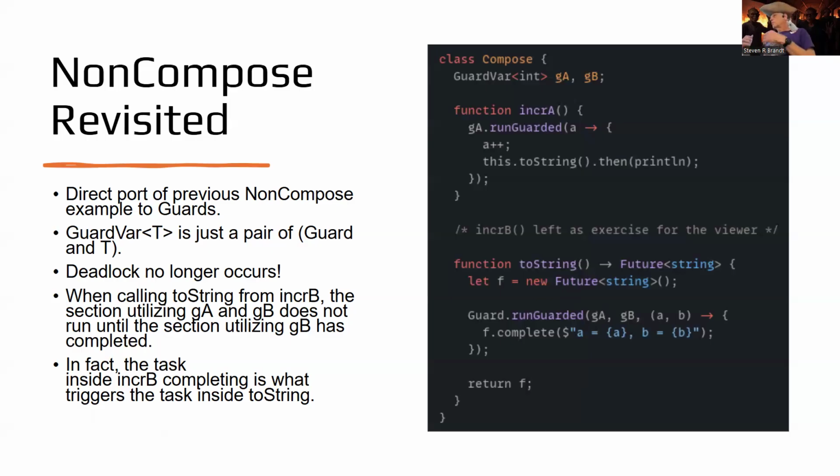So when it can run, it's always going to try to start with no context. That is, it's not holding any other guards already. The only guards it's going to have access to are the ones you told it should have, right? So in this case, run guarded, this incr A method in here only has access to A. It doesn't have access to the A and B needed to complete the toString operation. But the toString operation doesn't run until after this operation. So it all can flow. Make sense?